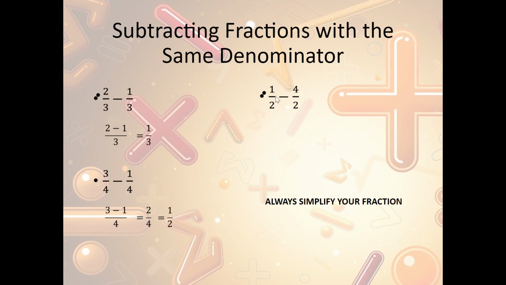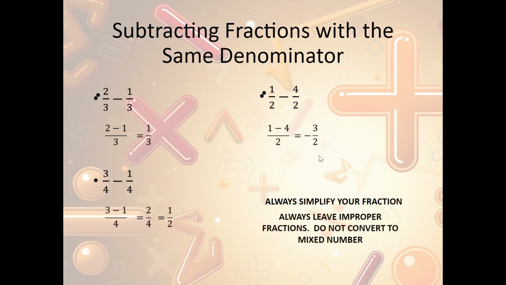Let's look at another one. We have 1 half minus 4 halves. So again, same denominator. So we're just going to subtract the numerators. So 1 minus 4 is negative 3 over 2. So it's just negative 3 halves. And again, always leave it as an improper fraction. Do not change it to be negative 1.5. So just leave it just like that.